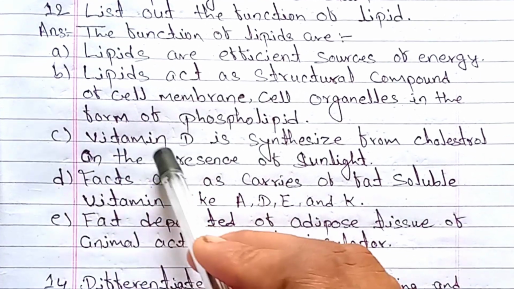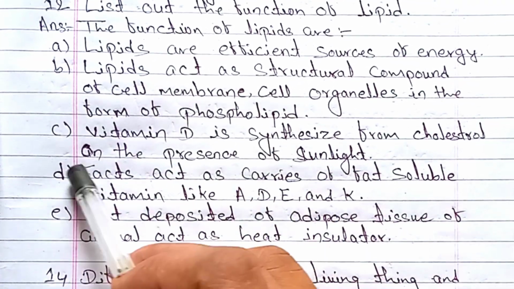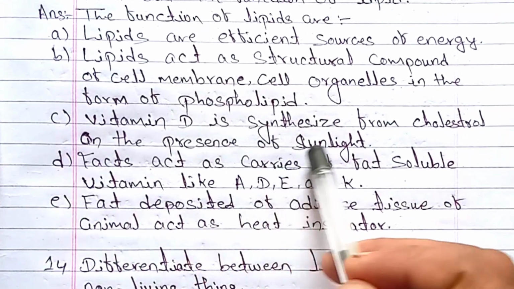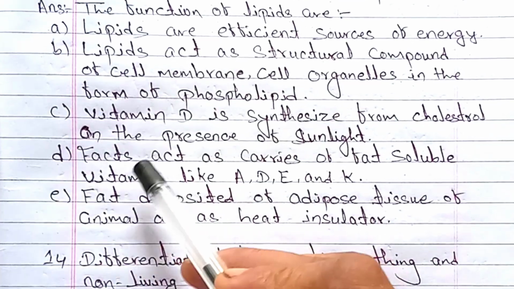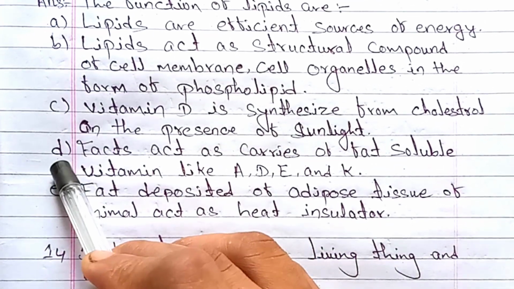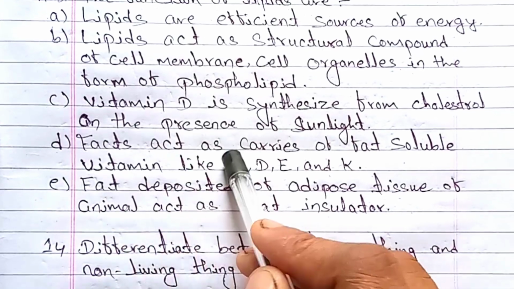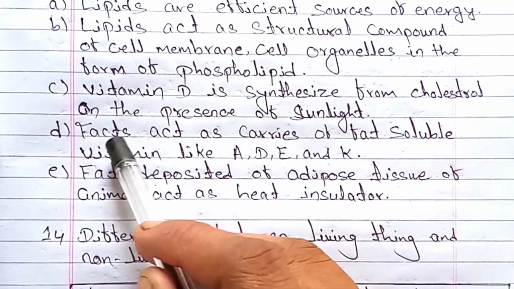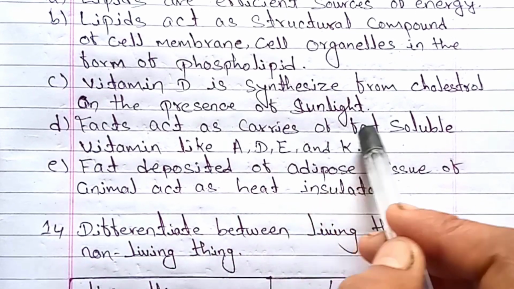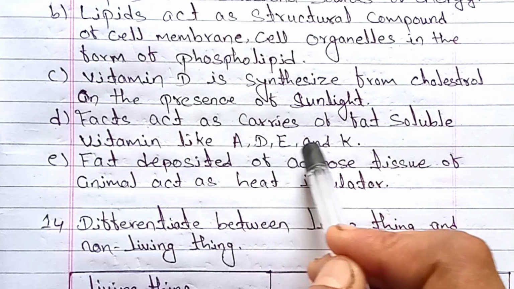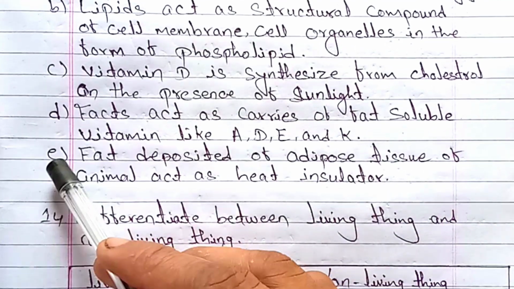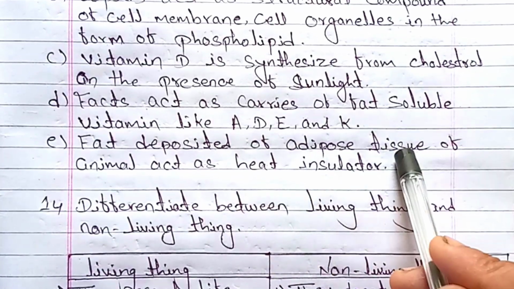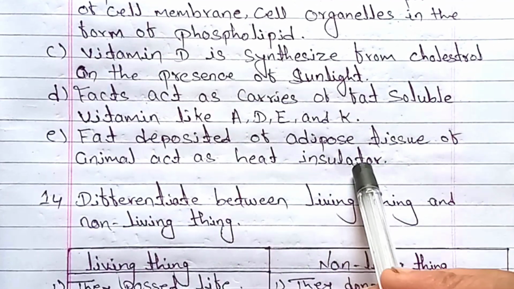Point C, vitamin D is synthesized from cholesterol in the presence of sunlight. Point D, fat acts as a carriage of fat soluble vitamins like A, D, E and K. Point E, fat deposited in the adipose tissue of animals acts as a heat insulator.